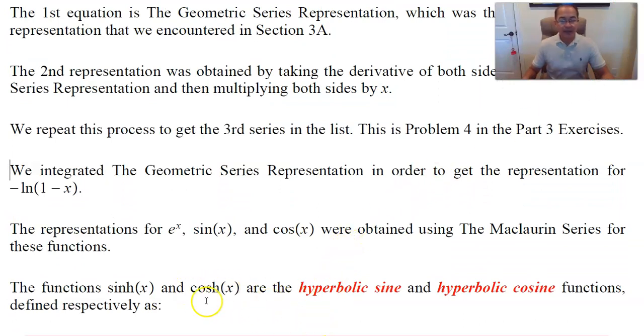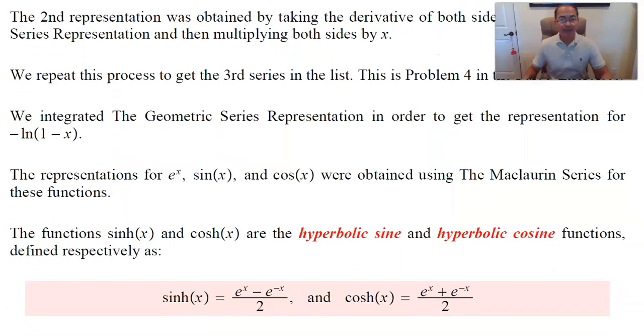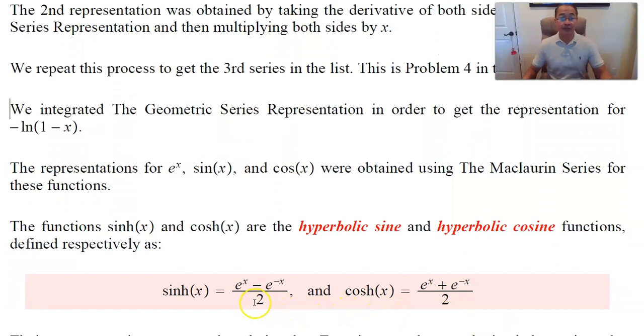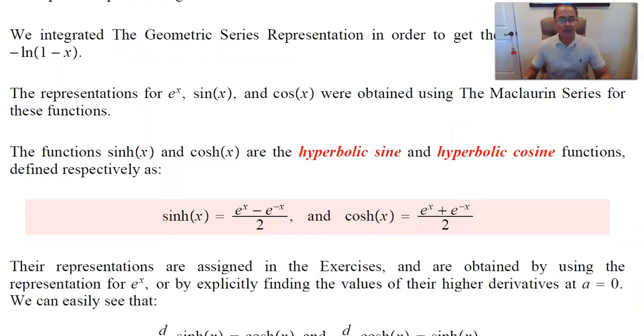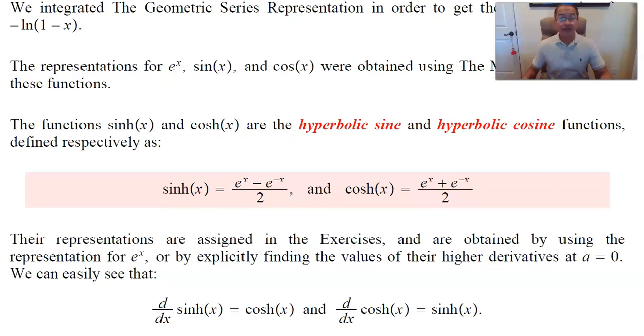So yeah, they're sinh and cosh, and they're defined using the exponential function. Okay, sinh of x is e to the x minus e to the minus x over 2, and cosh of x is e to the x plus e to the minus x over 2. And you might say, what does this have to do with trigonometry? There's a surprise waiting for us.